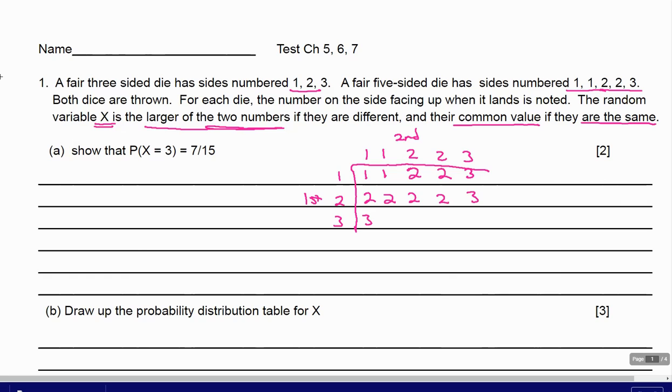And if I do a 3 and a 1, again, I get a 3. What about a 3 and a 2? 3, 3 and a 2, 3, and then a 3 and a 3.